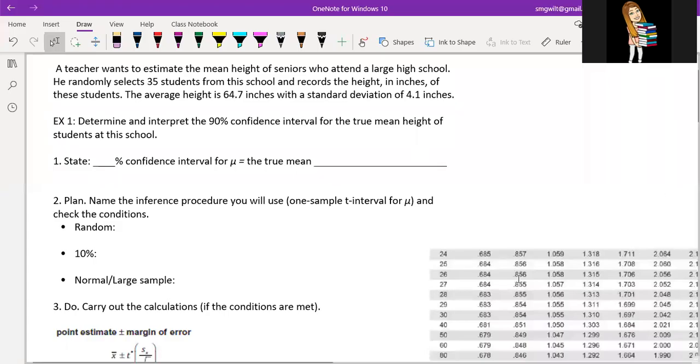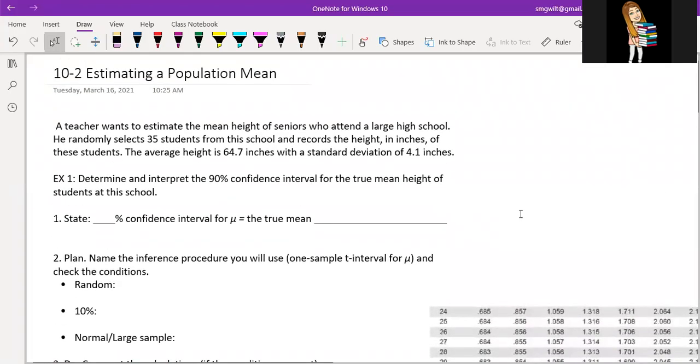In this video, we're going to go through chapter 10, section 2, estimating a population mean. In the last section, we went through finding the value for T star for the T distribution. Remember that we use the T distribution when we're estimating the true mean as opposed to the true proportion of a data set. Then we will calculate the intervals and analyze an interval for this problem.